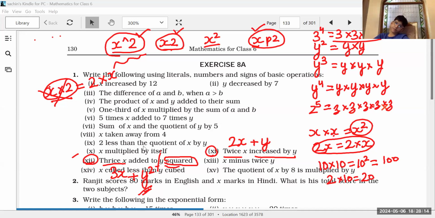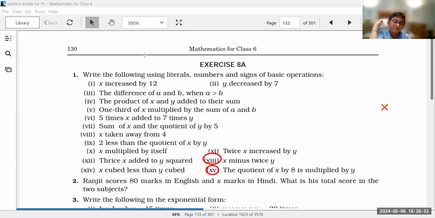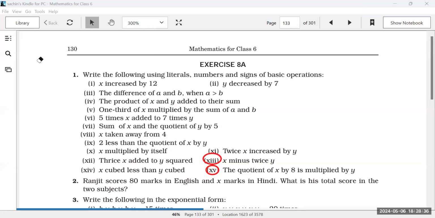Understood, sir. Shubham, wait. So let us leave x cube. We can do 13 and 15. Generally, squares and cubes in algebra are not in the grade 6 curriculum. They gave one or two questions just so that you can understand the difference. Do the 13th and 15th question.